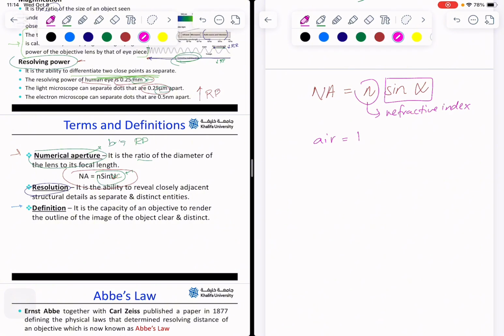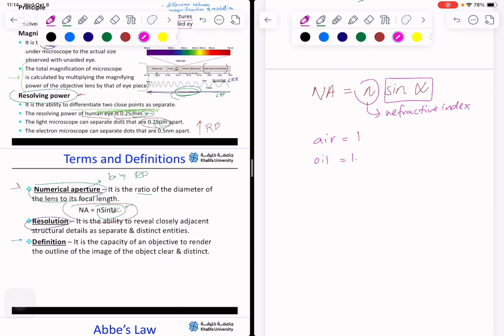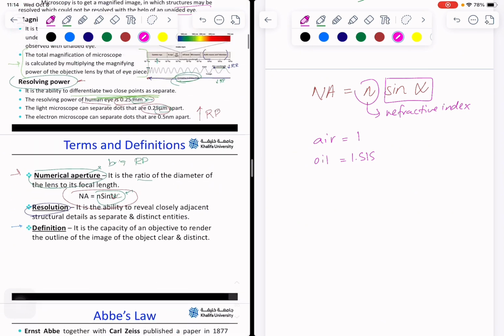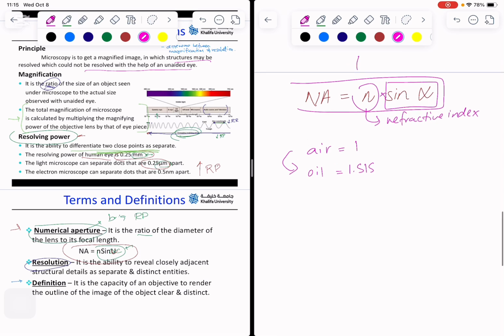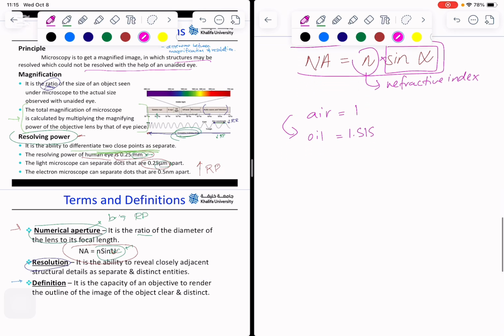Let's go to something denser or a thicker medium, for example oil. We use it in microscopes. I'm not sure, it has like a 1.515. This is what I wrote in the notes, but I'm saying somewhere here that it's 1.4. And the thicker the medium, the higher the refractive index. As you can see, this equation is fully just multiplication, so if we increase n, we end up increasing the numerical aperture. This is one thing. The second part is the sine alpha.